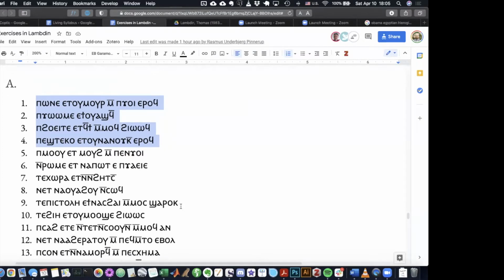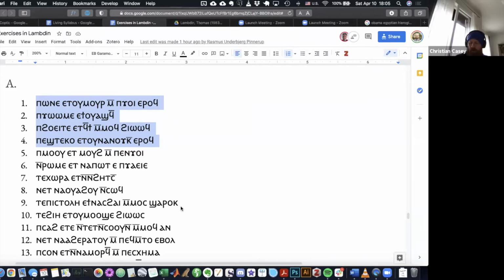Pone et tu mor em pejoy erof. It's kind of a weird sentence. The stone, literally, which they tie their ship to it, the stone to which they tie their ship. Yeah, it is kind of weird.